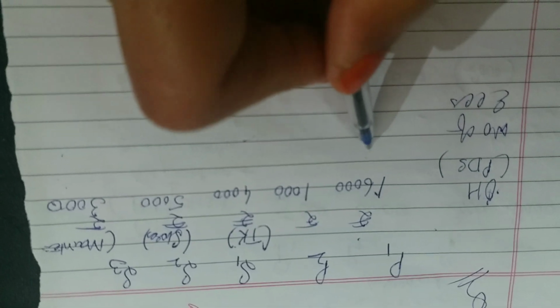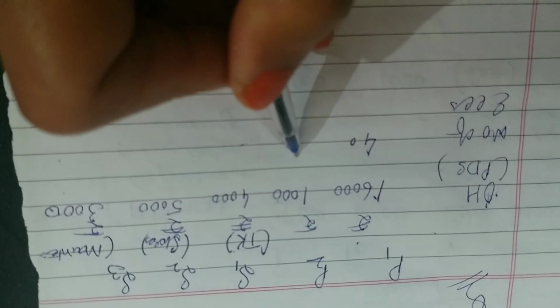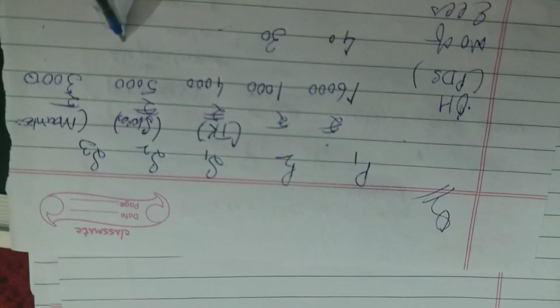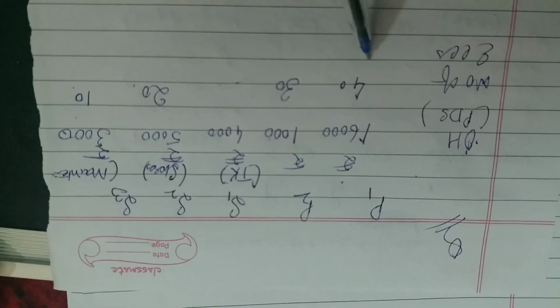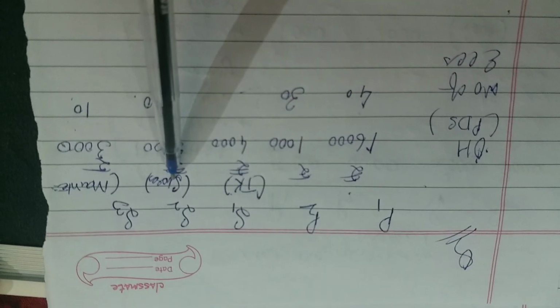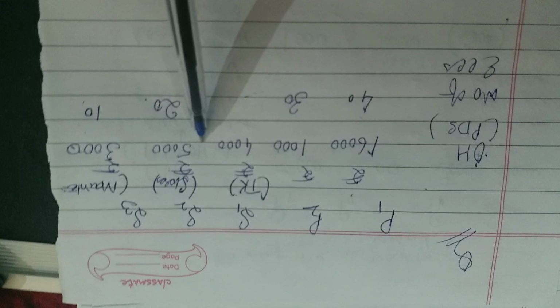The number of employees of P1 department are given as 40, of P2 department 30, of S2 department, let's say, 20, and they are given 10. Okay. Then we have the stores department. What is the best base for distributing the overheads of the stores department?